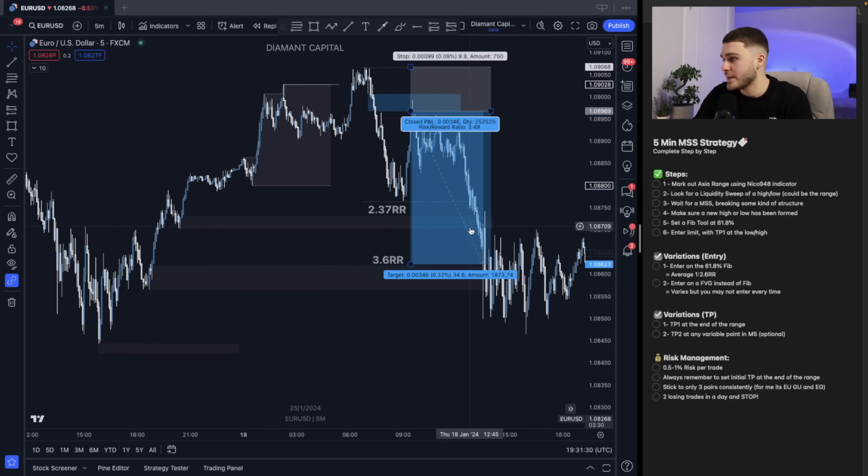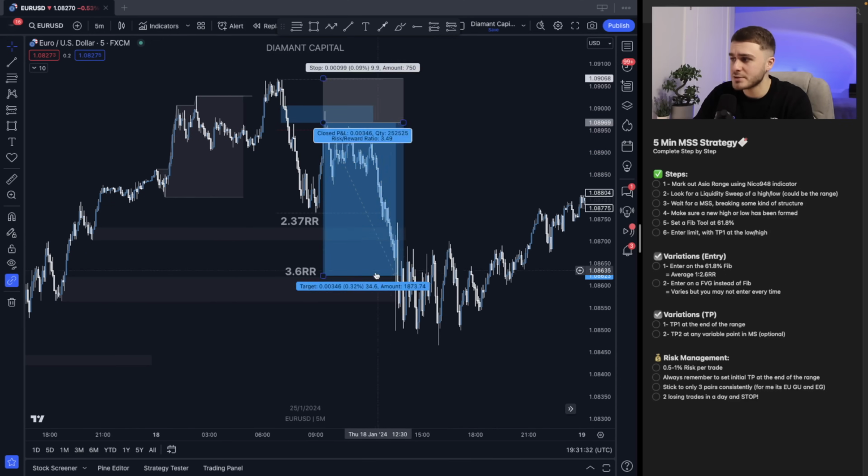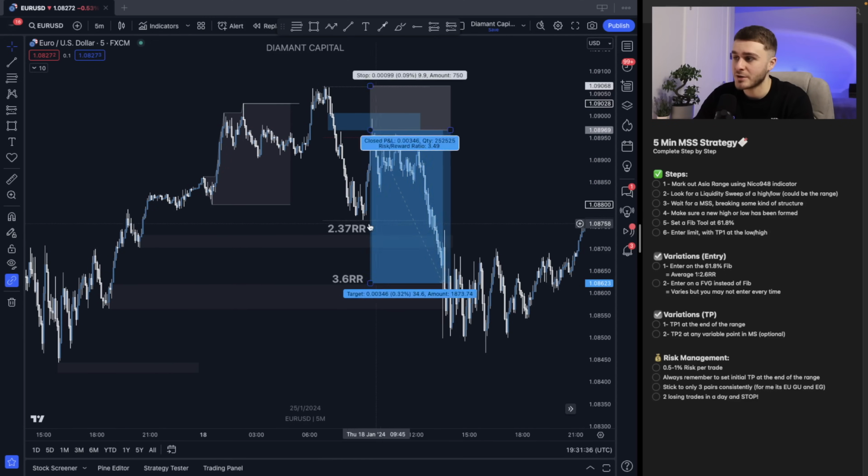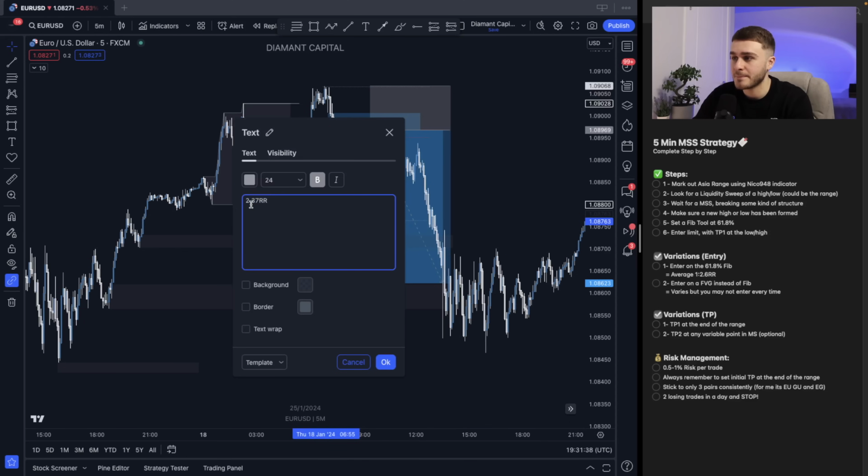In terms of timing, it's getting to New York session, so you could hold. But once this consolidation came in, I definitely would have just taken profit. So it's as simple as that, really. There's nothing more complicated to this.